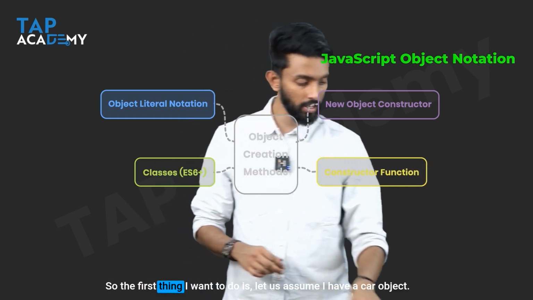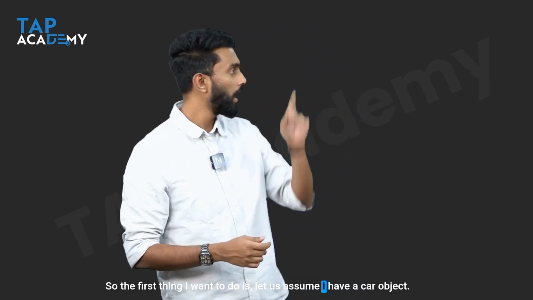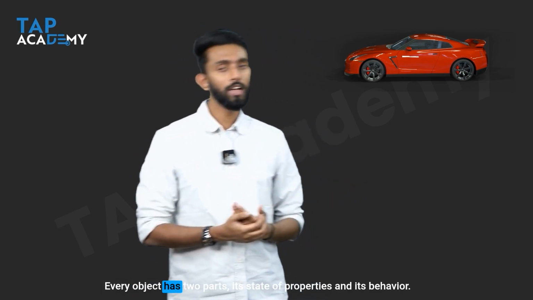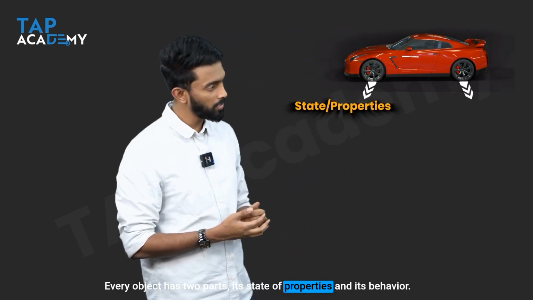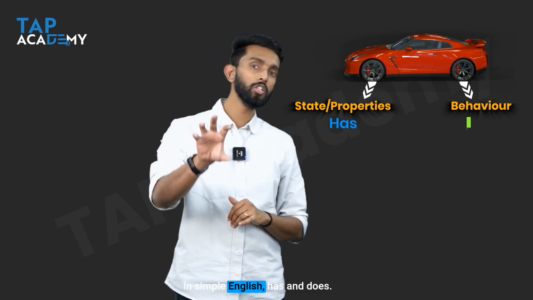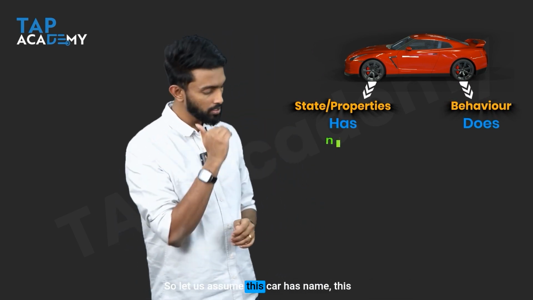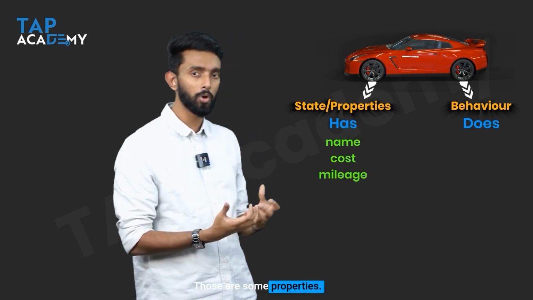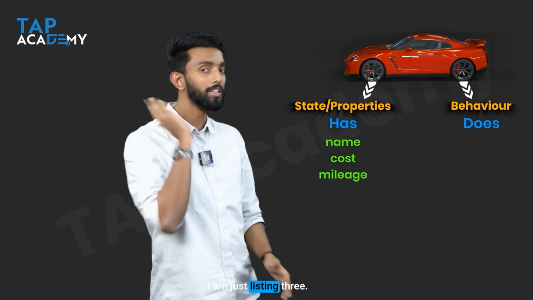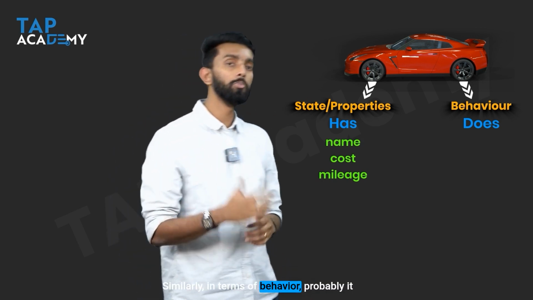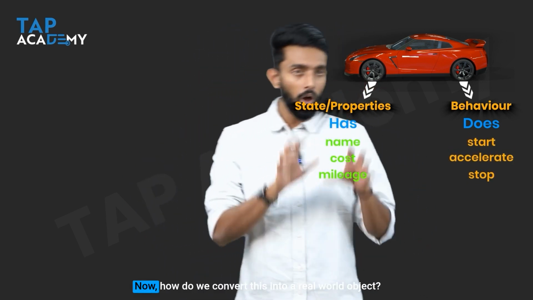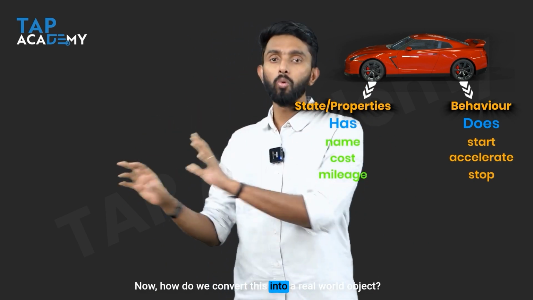Okay, so the first thing I want to do is, let us assume I have a car object. This is a real world car object. Every object has two parts, its state or properties and its behavior. In simple English, has and does. So let us assume this car has name, this car has cost, this car has mileage, right? Those are some properties. Of course, the list goes on and on. I'm just listing three. Similarly, in terms of behavior, probably it can start, it can accelerate, it can stop.